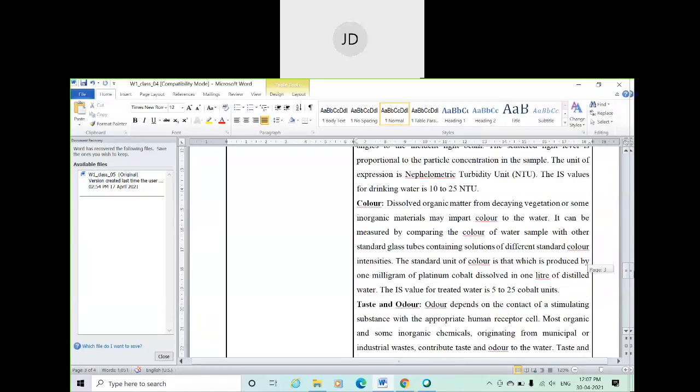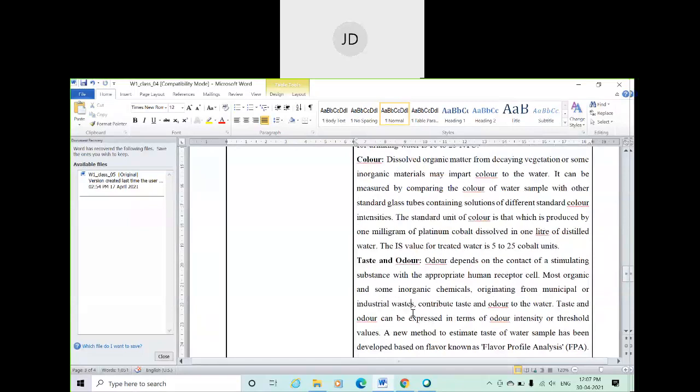Then after that, again, taste and odor should also be inspected before drinking. It should be odorless, and the taste should be good, not bad. Odor depends on the contact of stimulating substances with the human receptor cells. So here also, we can go for different experiments to determine the quality of water depending on taste and odor. You just go through this.